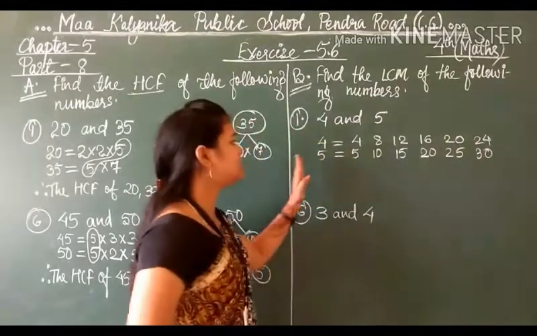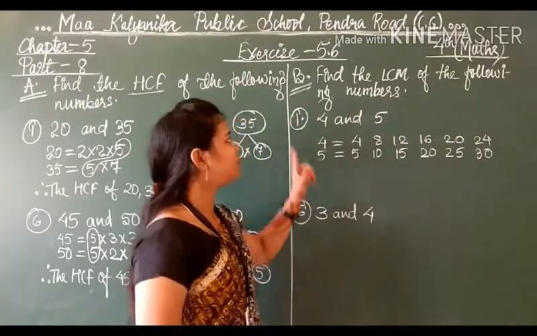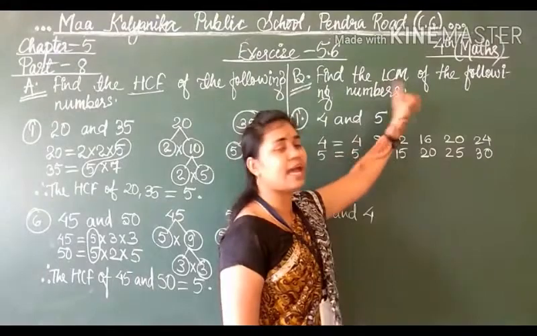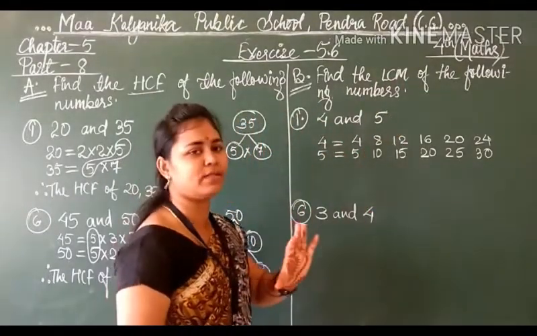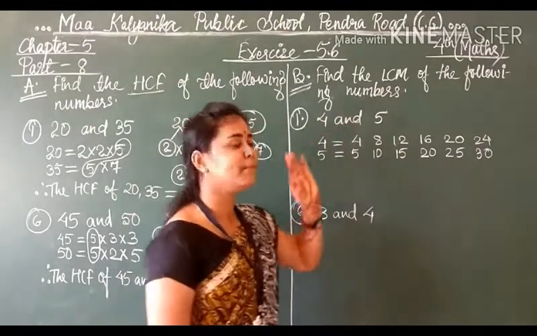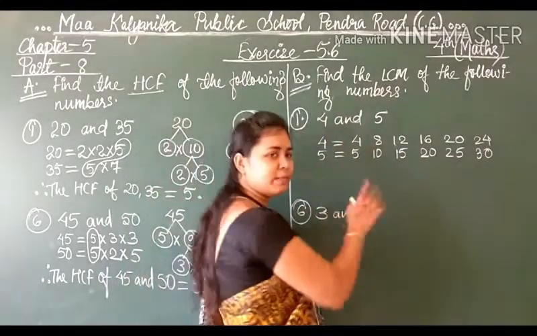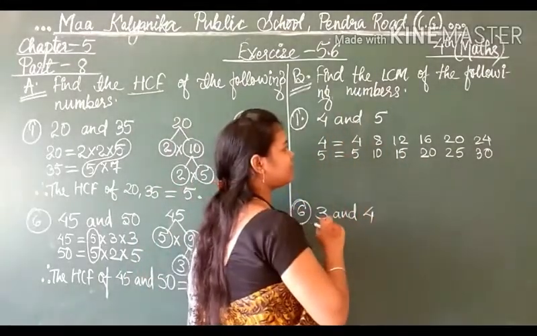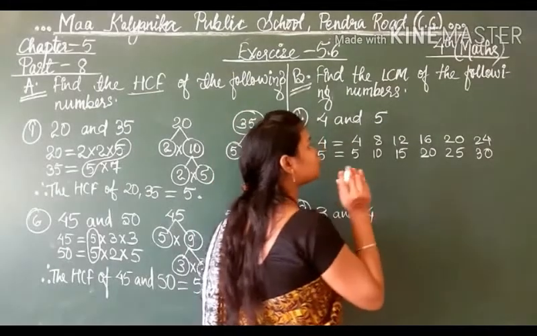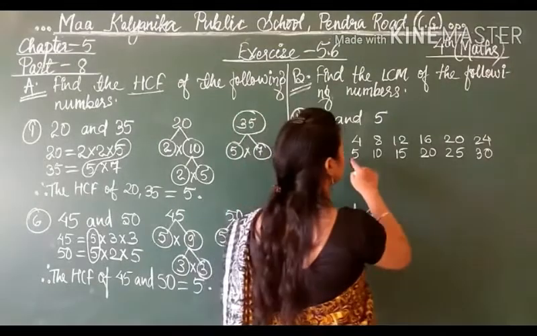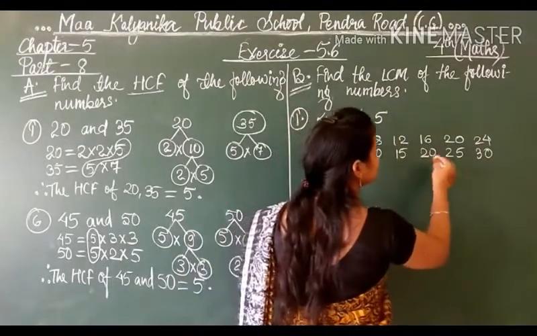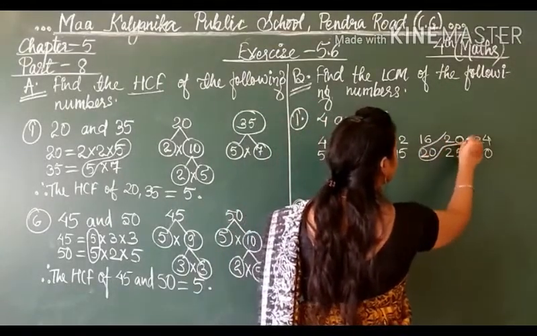So students, out of this our question is LCM. LCM means least common multiple. So these are the multiples of both. We have written the multiples of both. Then we will find the common multiple, but least, the smallest common multiple. So 5 is not common in both. 20 is common in both.